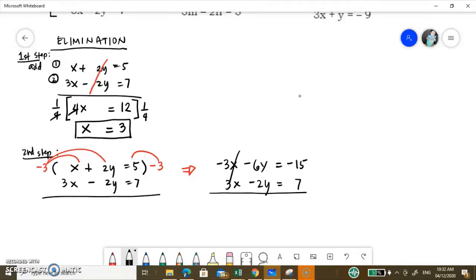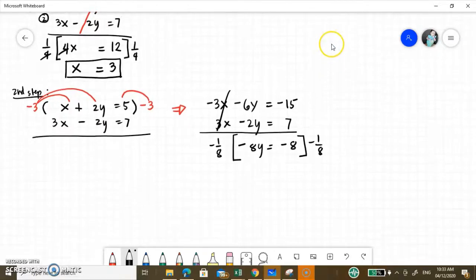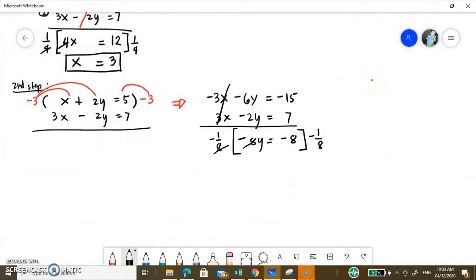And then we have to combine similar terms, so maka-cancel out yan. And then negative 6y plus negative 2y, that would become negative 8y. And then negative 15 plus 7, opposite sign. So we subtract and we copy the sign of the higher absolute value. Now our target is to find the value of y. So we multiply negative 1/8 to both sides of the equation so that we would get the value of our y. That would become y is equal to, okay, negative times negative is positive. Positive 8 over 8 is just 1. So, nakita na natin.